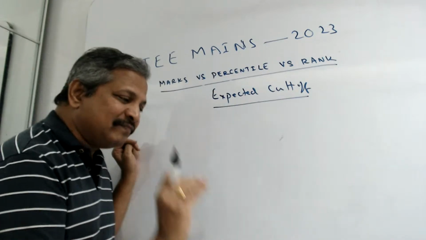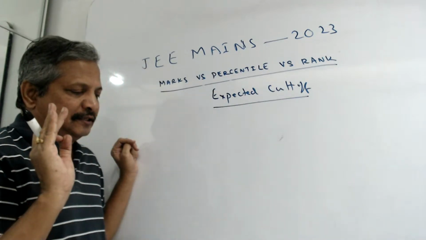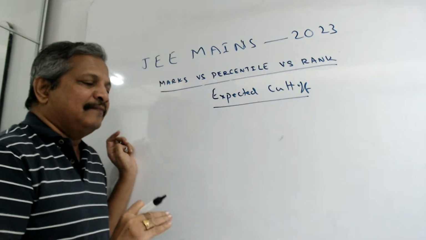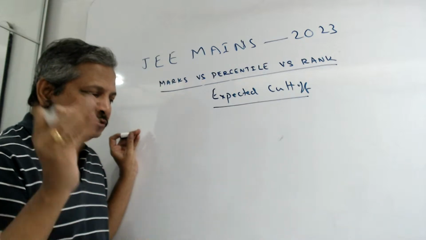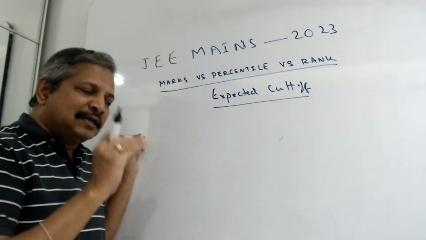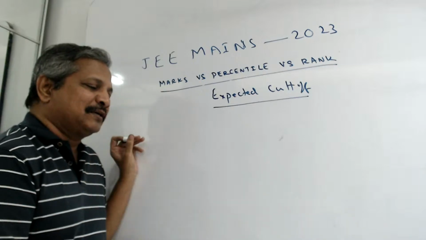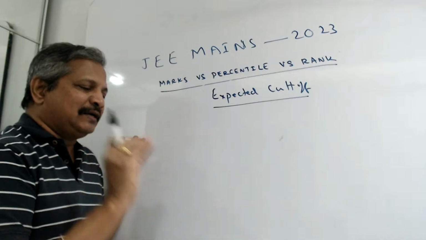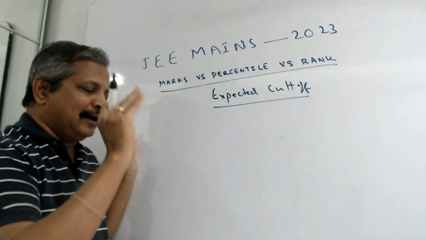It is only the lengthy calculation. The methods are known only, like that they have given. And physics, chemistry, I already told, it is easy to moderate. Another point is in the mathematics, as expected, three-dimensional geometry, vector algebra, more, and also conic section.